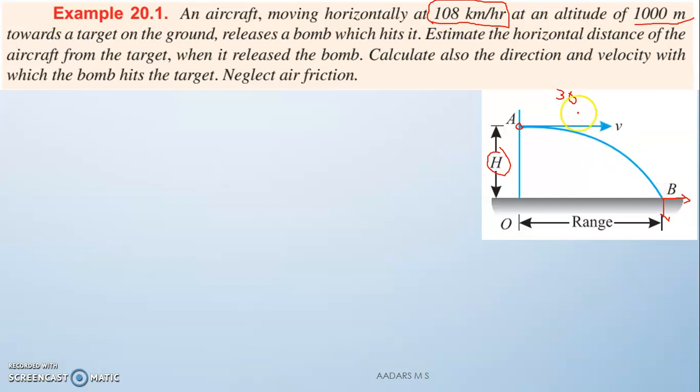The horizontal component will be the same as the released velocity, 30 meter per second, but the vertical component is initially 0, and it increases to some value. That is given by the time of flight, how much time it will take to reach the point. So it will be calculated.